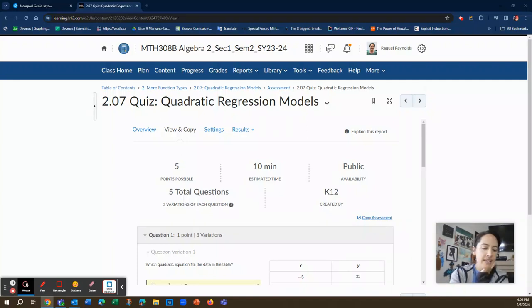Hello, students. I was looking for the video to embed into the Nearpod for the quiz, and I can't find it. So we're going to make it now. This is the 207 quiz quadratic regression model help video. So in theory, you've already been in class and we've had some talking about what's going on here. So we'll just kind of jump right in.